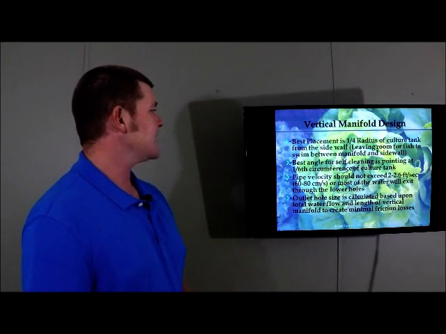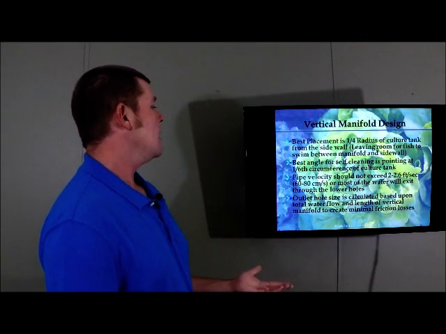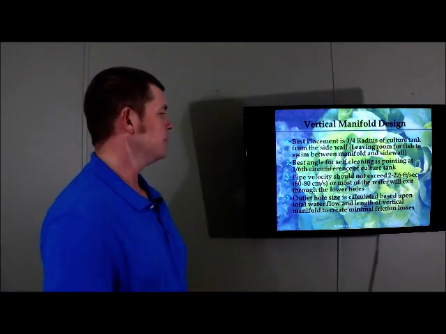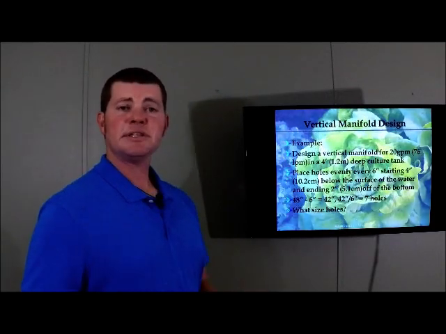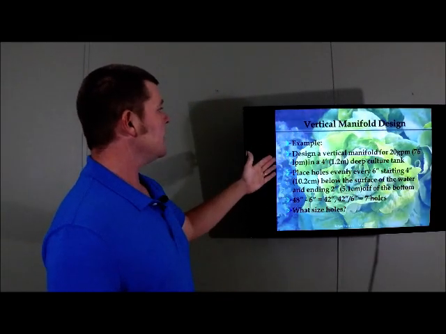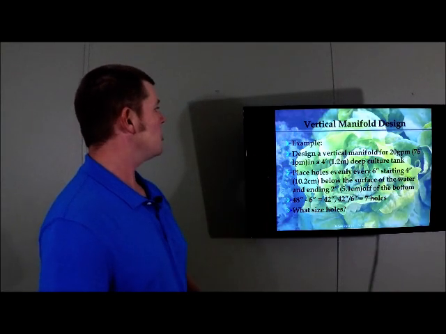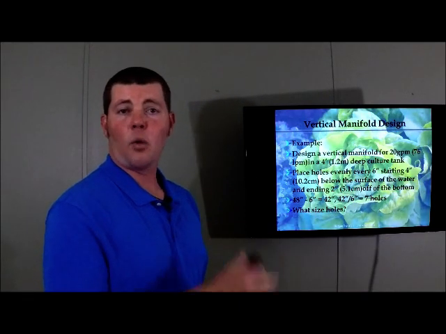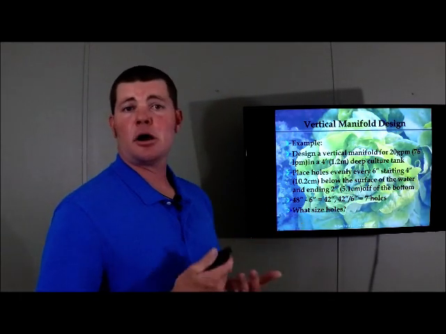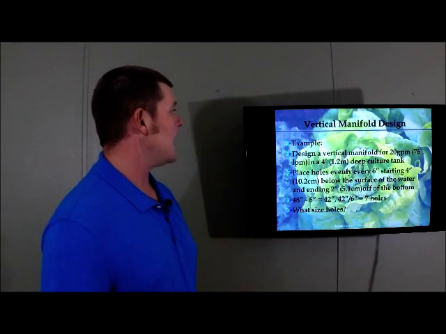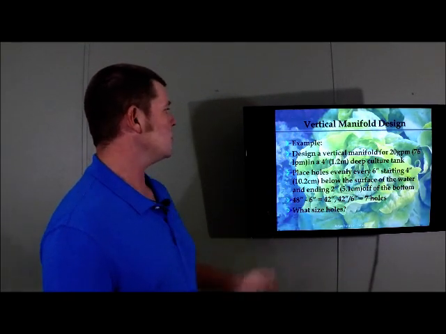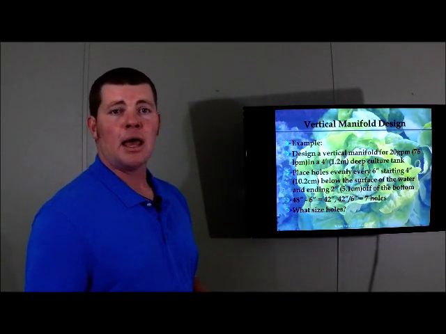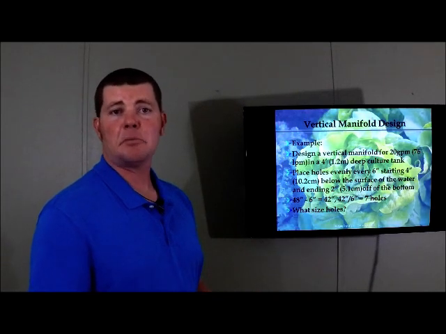The outlet hole size is calculated based on the total water flow and the length of the vertical manifold to create minimal friction losses. So in this example, we are going to design a vertical manifold for 20 gallons per minute in a 4 feet deep culture tank. So 4 foot deep of water volume, and we know our water volume that we're pumping is 20 gallons per minute. We want to place holes evenly every 6 inches, starting at 4 inches below the surface of the water, and then ending at 2 inches from the bottom of the tank.